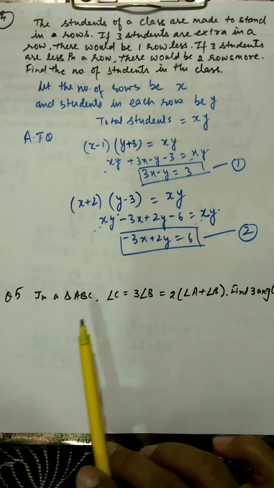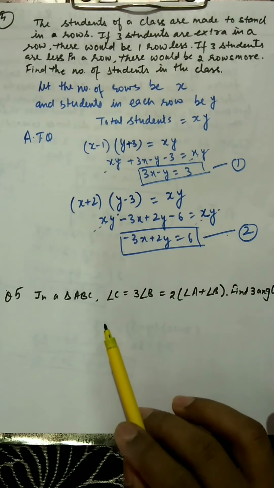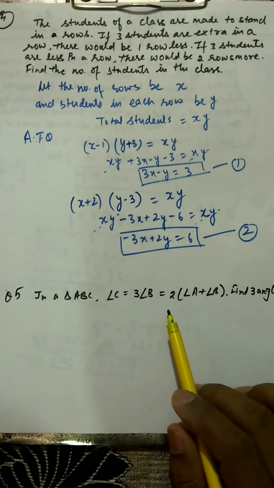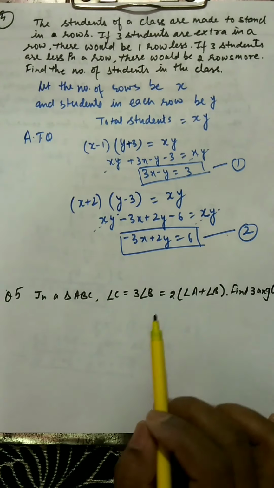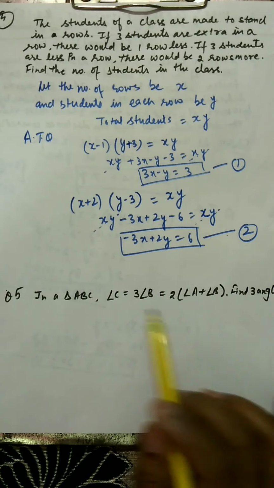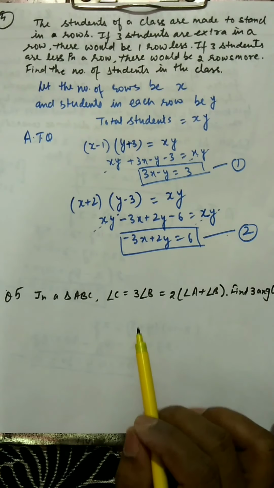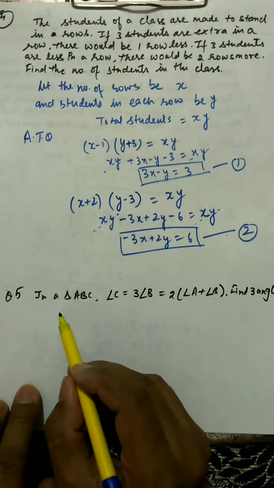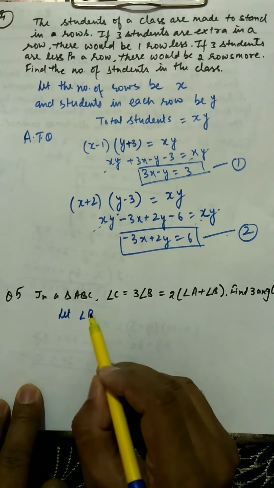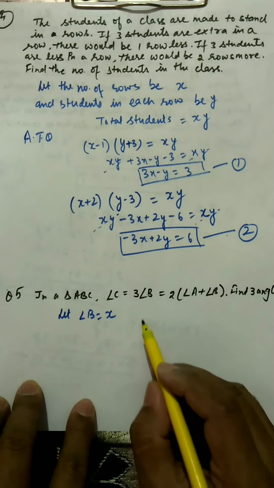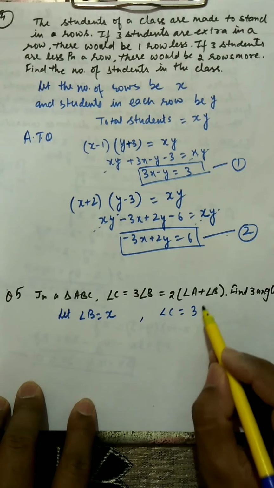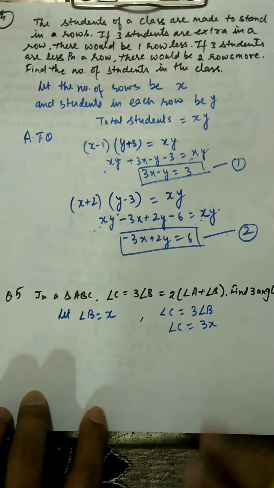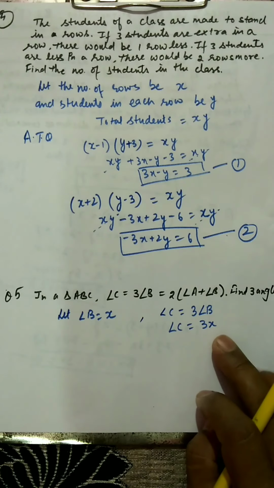This is question number 5: in a triangle ABC, angle C is equal to thrice of angle B, and this thrice of angle B is equal to twice of angle A plus angle B. So you can see there are 3 angles, and all relations are given in this way. So we can start by assuming any of the angles as x. So I am starting with, let angle B equal x. The first relation is that C is equal to thrice of angle B, so it means your angle C will be 3x. So you have got angle B as x and angle C as 3x.